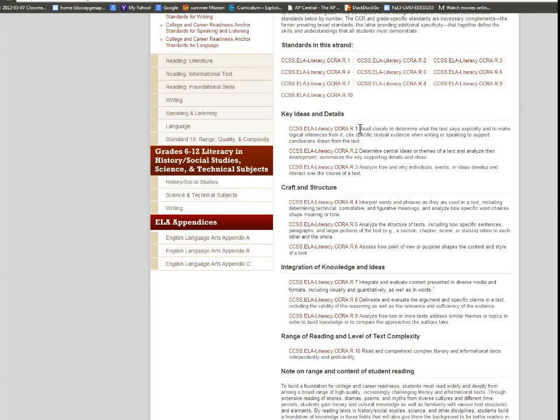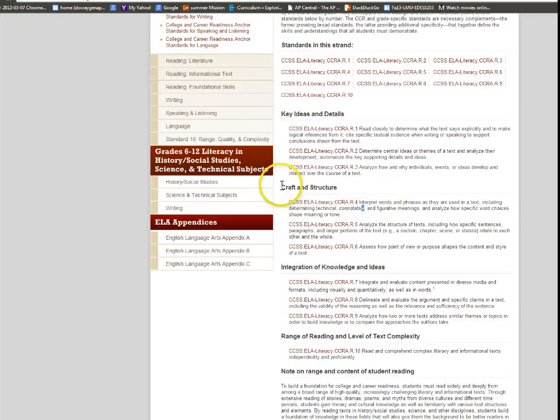Anchor Standard 1, Reading Standard 1, is read closely to determine what the text says explicitly and to make logical inferences from it. Cite specific textual evidence when writing or speaking to support conclusions drawn from the text. Standard 2. Determine central ideas or themes of a text and analyze their development. Summarize the key supporting details and ideas. Standard 3. Analyze how and why individuals, events, or ideas develop and interact over the course of a text.